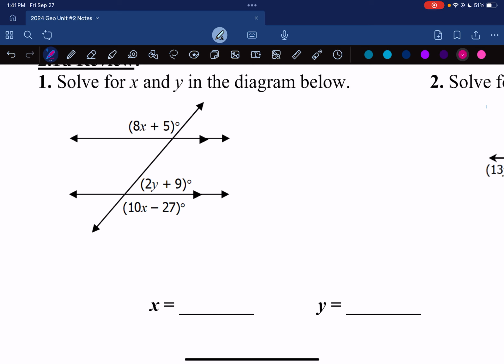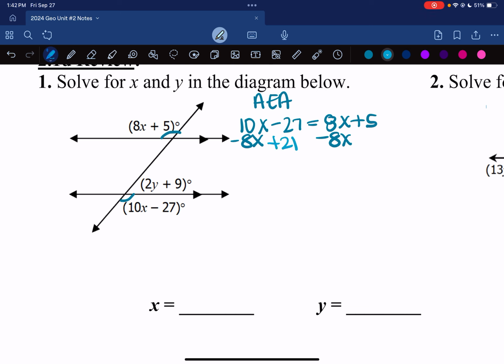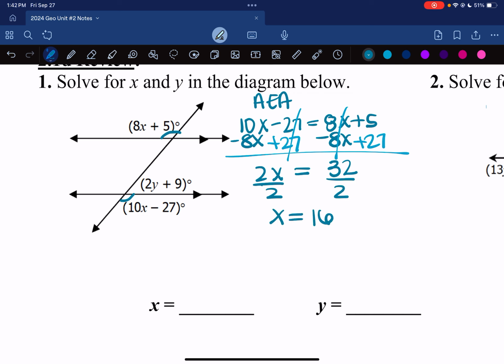So in this diagram, we have our alternate exterior angles, which means for solving for x, we can set the two expressions equal to each other. There's not a lot of room here, so I'm going to do two steps at once. I'll subtract 8x from both sides and then add the 27. So we have 2x equals 32. Divide by 2. We have x is 16.